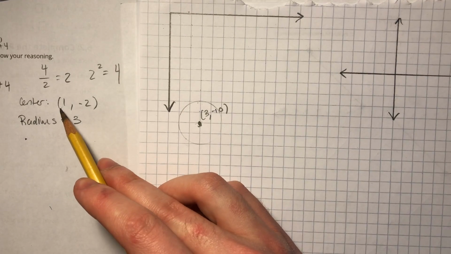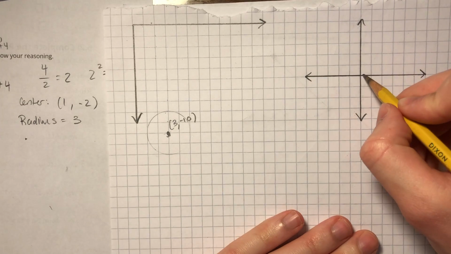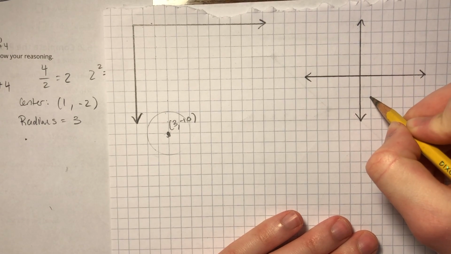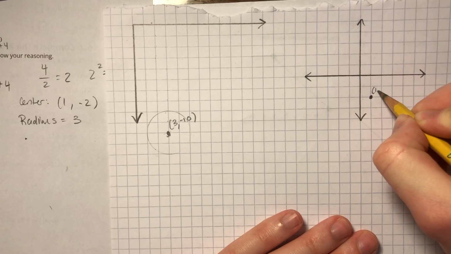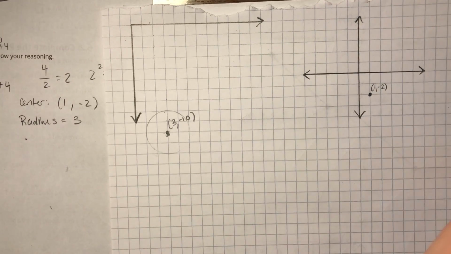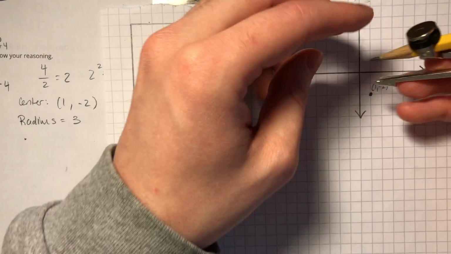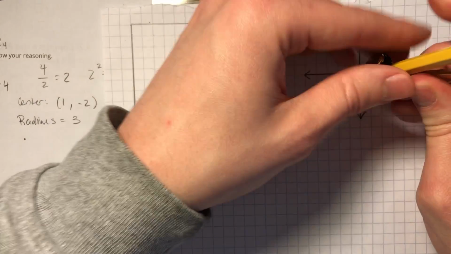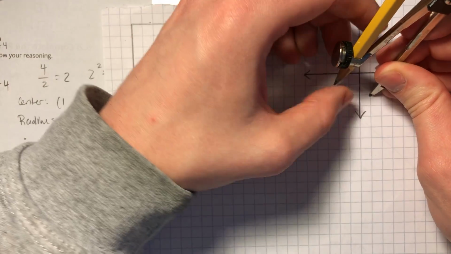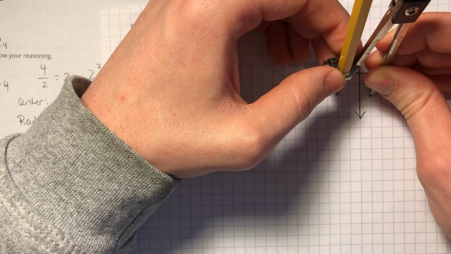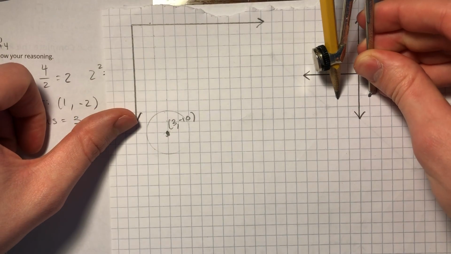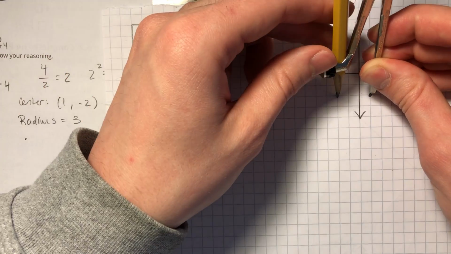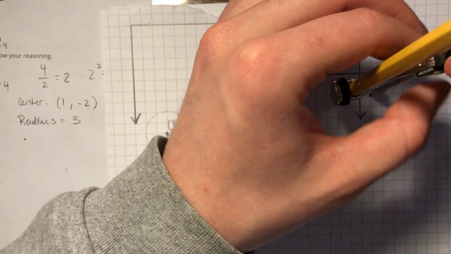All right, so I know my center is 1 comma negative 2, so over 1, down negative 2. My radius is 3, so I'm going to set my compass to 3 units away from the center. 1, 2, 3. And so we see right there, that's 3 units away from the center. So that's what I'm going to use to go all the way around.